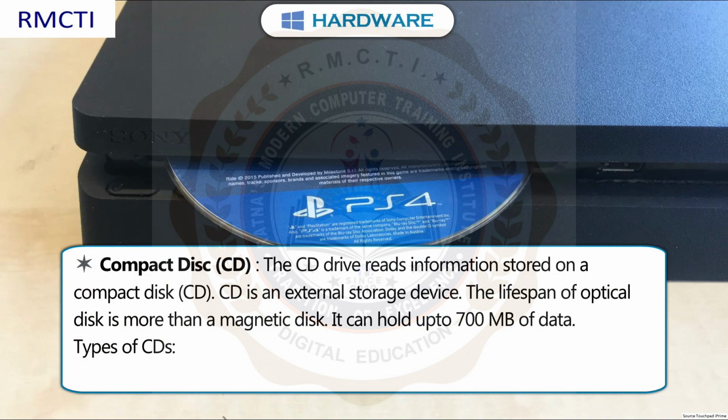Compact disk CD. The CD drive reads information stored on a compact disk CD. CD is an external storage device. The lifespan of optical disk is more than a magnetic disk. It can hold up to 700 MB of data.